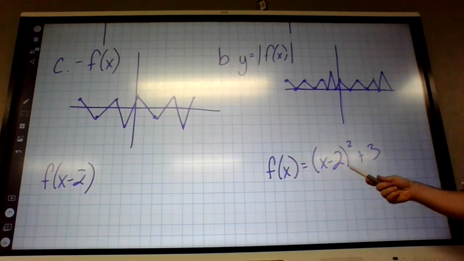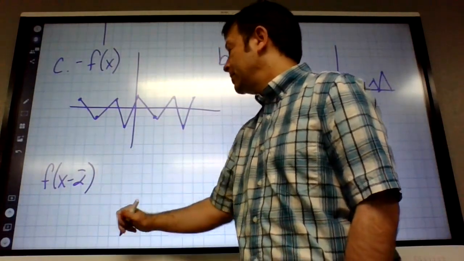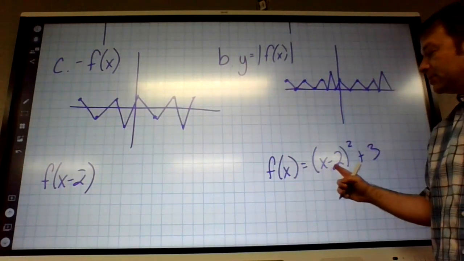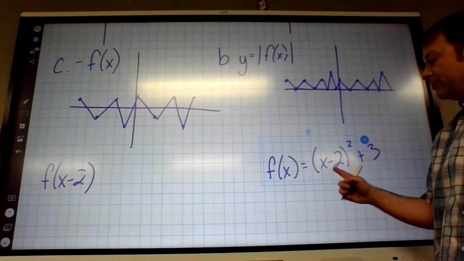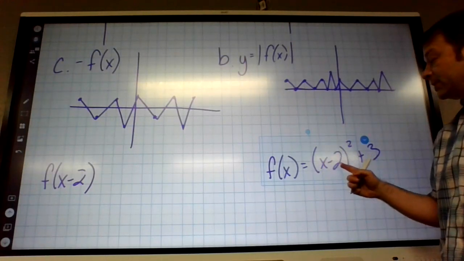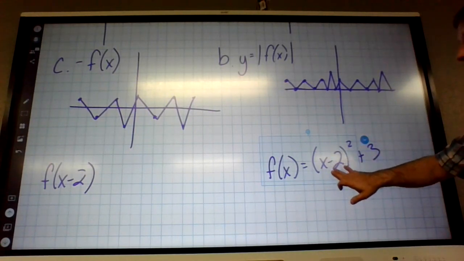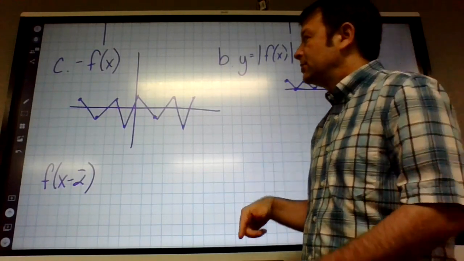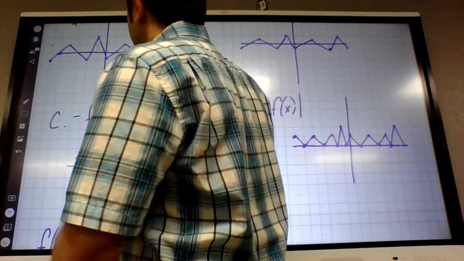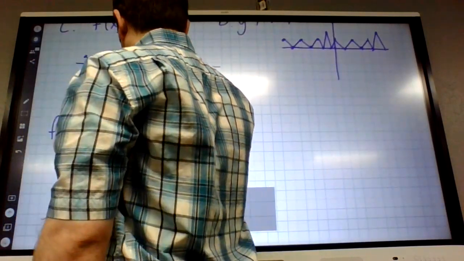Remember this? What's the plus 3 do? Move it up 3. So if there's a plus 3 out here, it would go up 3. What's this minus 2 do? Right 2. It moves it left to right, but it does kind of the opposite when it's on the x. So the whole thing needs to move right 2. When it's directly on the x, it moves left to right. It affects the x value. So this top thing, instead of starting at -6, it'll start at -4 if you move right 2.